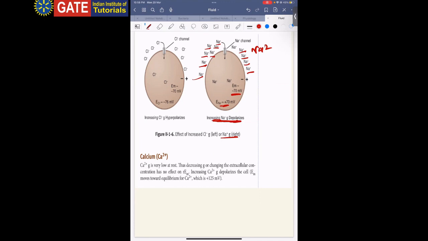If you increase the conductance of the chloride, again, chloride is less inside and outside there's more chloride. So if we increase the conductance, the chloride will move in. That will cause the hyperpolarization. It will make it more negative because more negative charge is coming in.